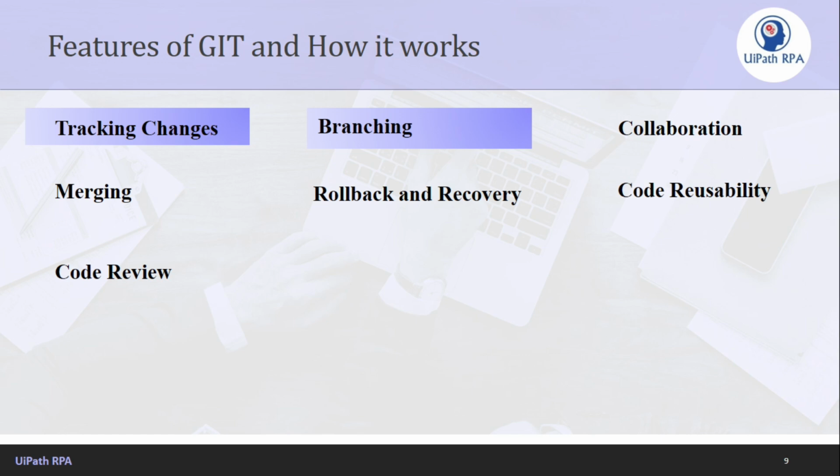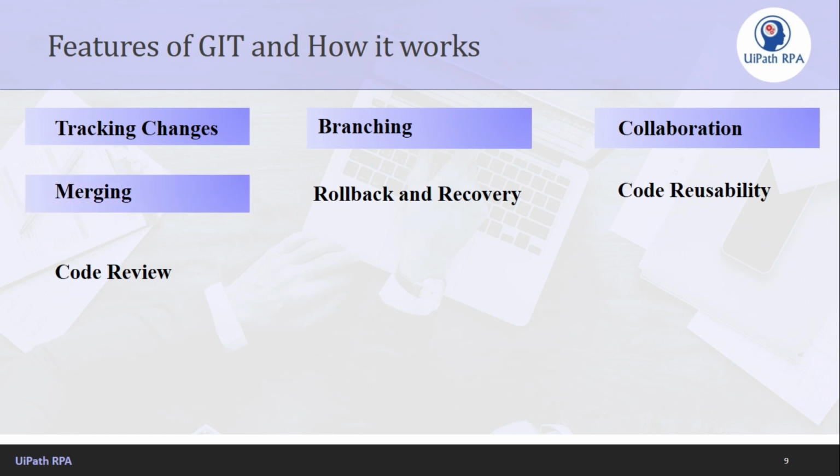Let's say your colleague is working on the same project. With Git, you can both work on different parts of the project at the same time without getting in each other's way. That is called collaboration. Once you have all completed your tasks and tested the workflow, you have to merge those changes back to the main branch. That is called merging.